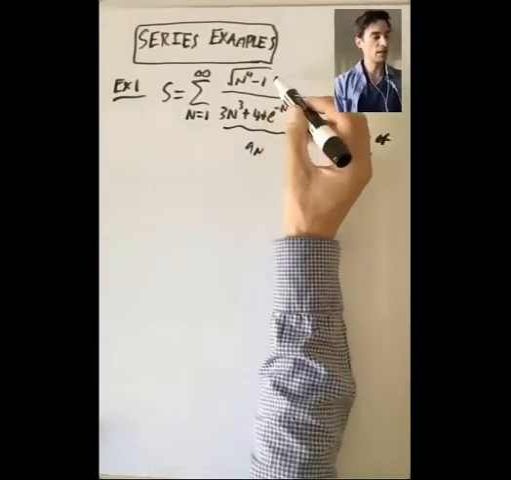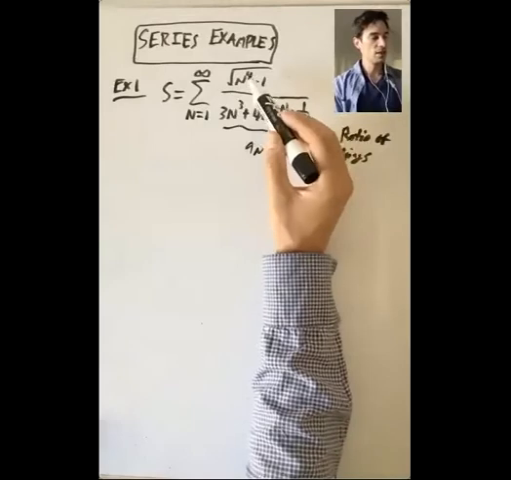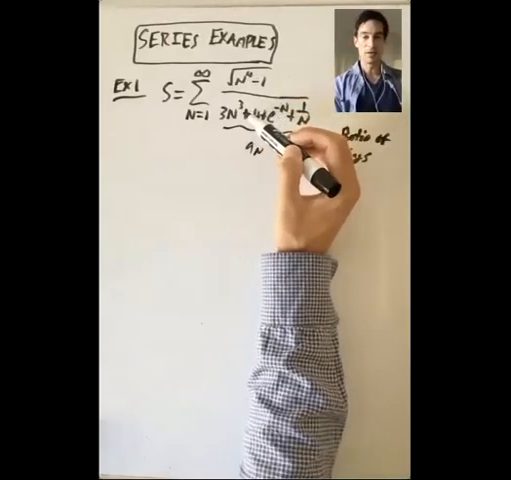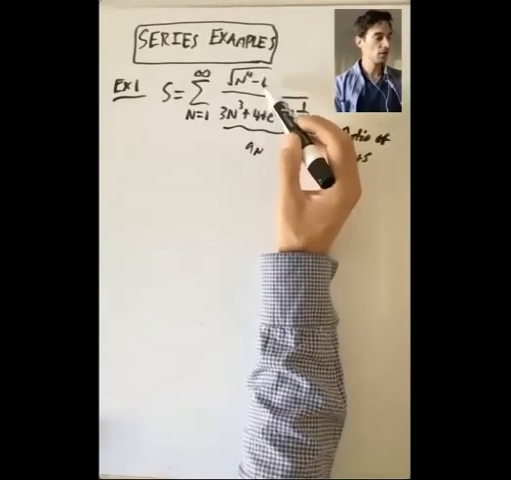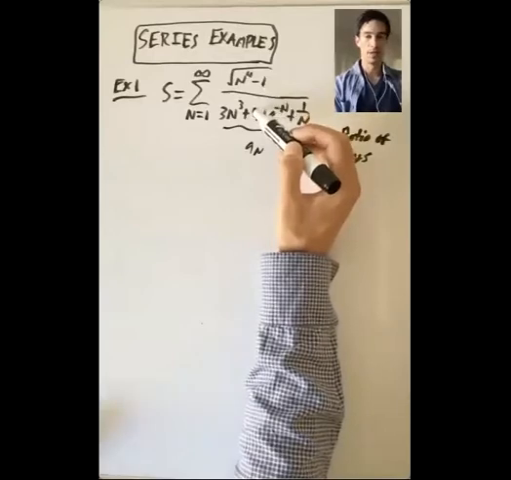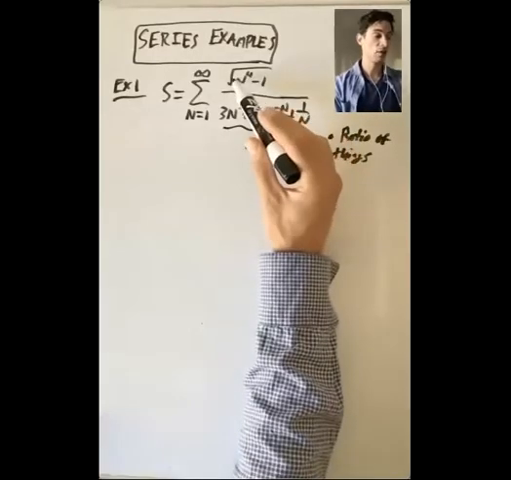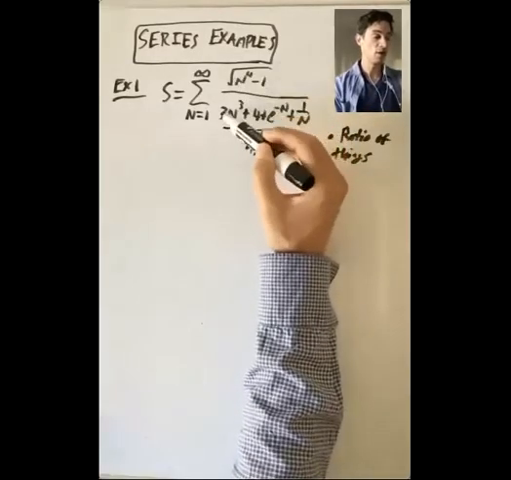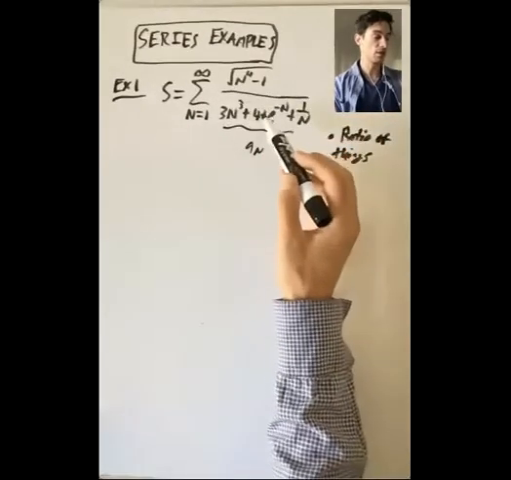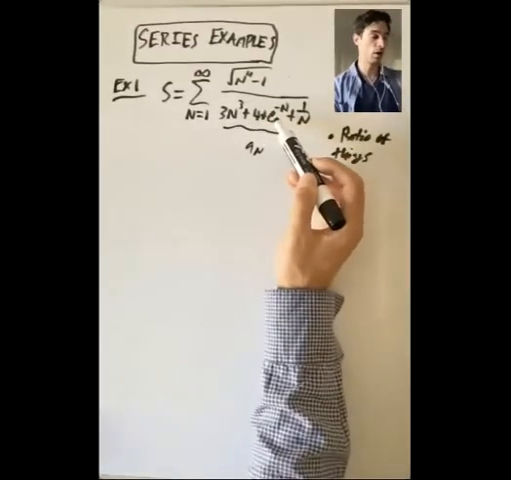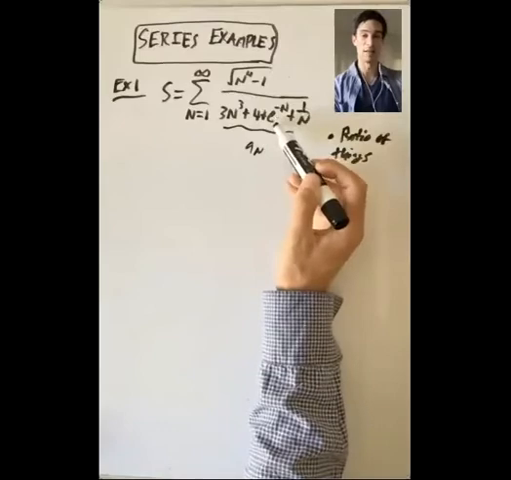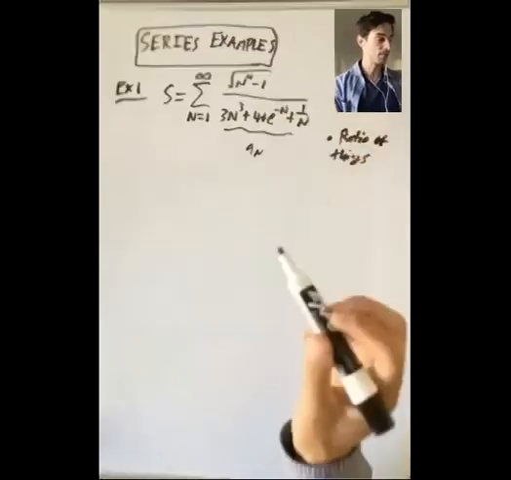And what's nice here is that in the numerator and in the denominator, the largest term is some power of n. Here we have a square root of n to the fourth. Here we have a 3n cubed. 3n cubed is much bigger than 4. It's much bigger than 1 over n. It's much bigger than e to the negative n.